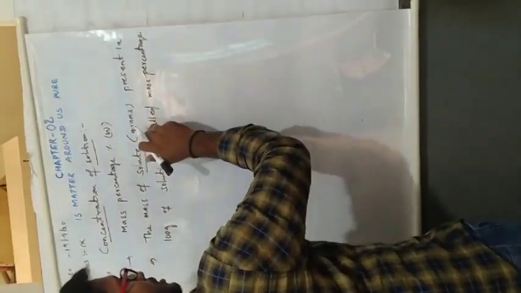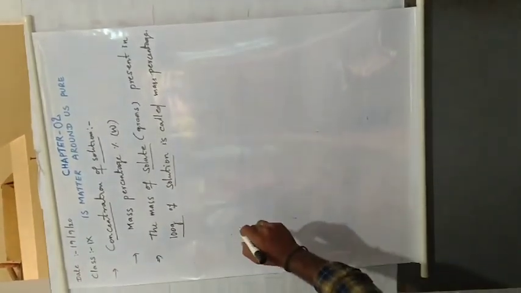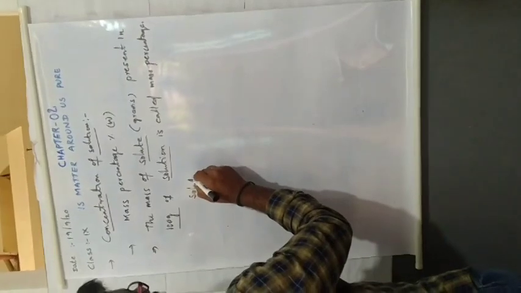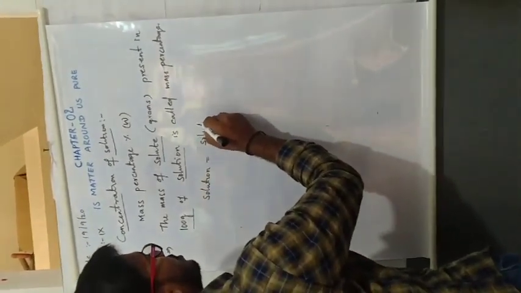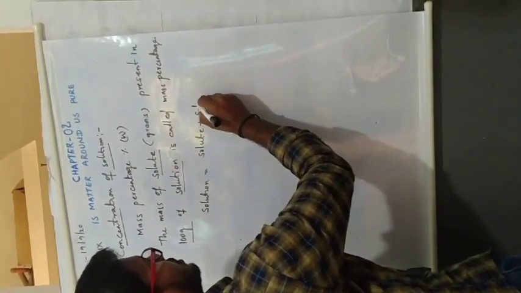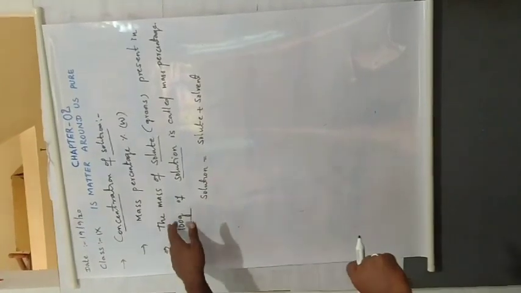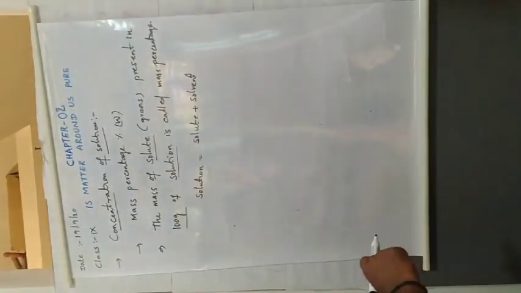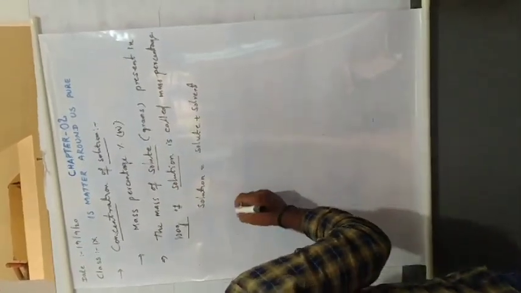The mass of solute present, in grams, in 100 grams of solution. Generally, solution is solute plus solvent. So this is the formula of solution. In this way, the mass of solute present in 100 grams of solution is called mass percentage.